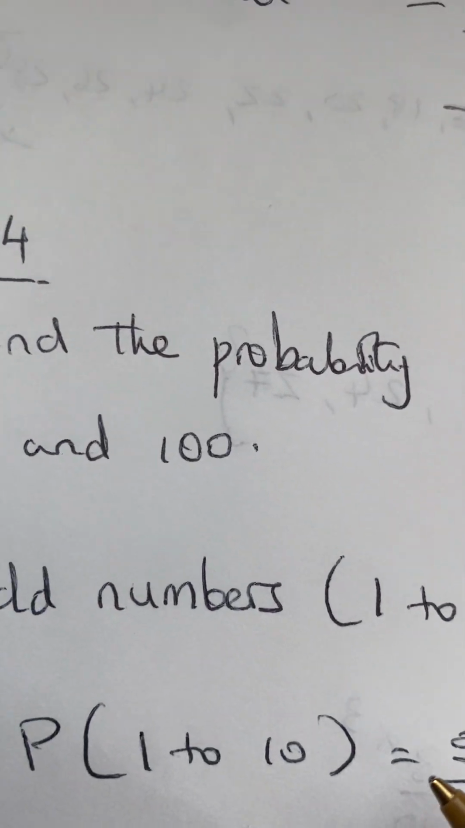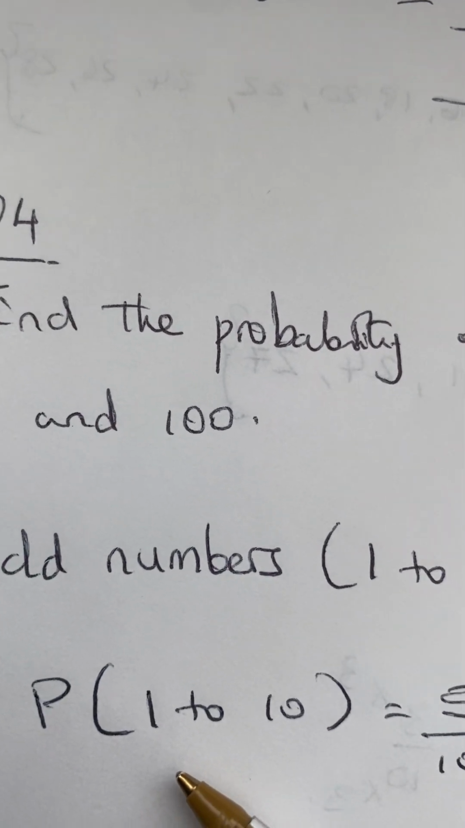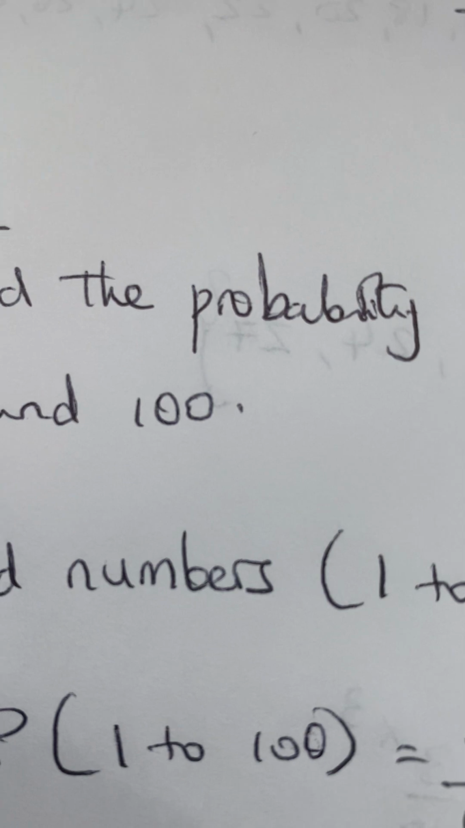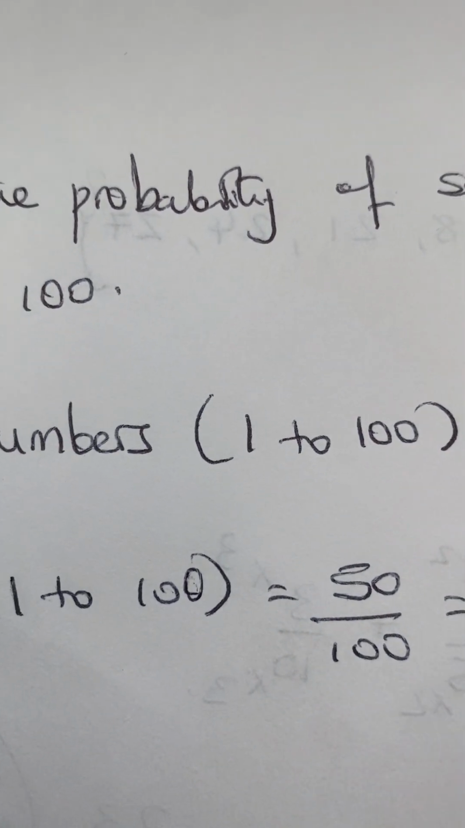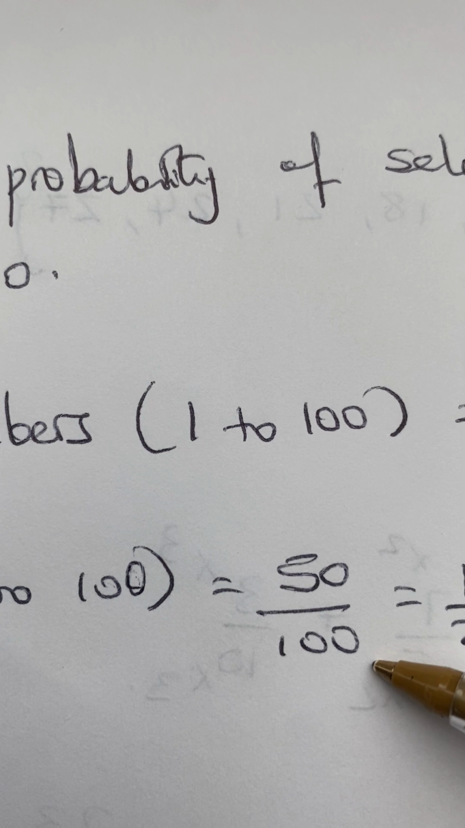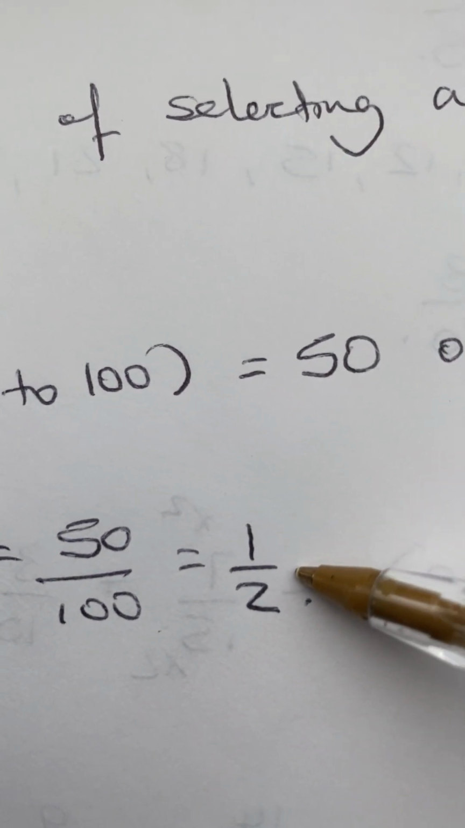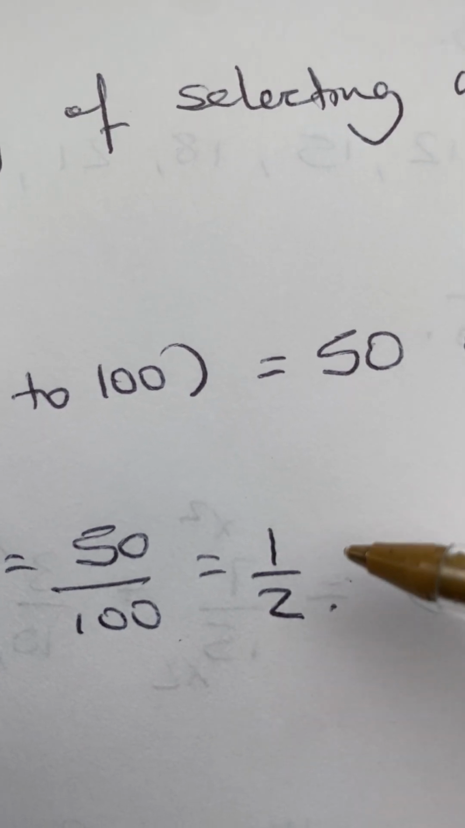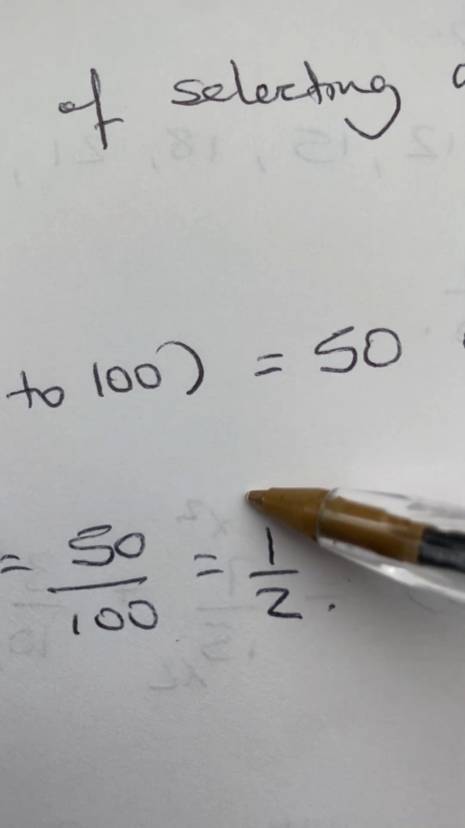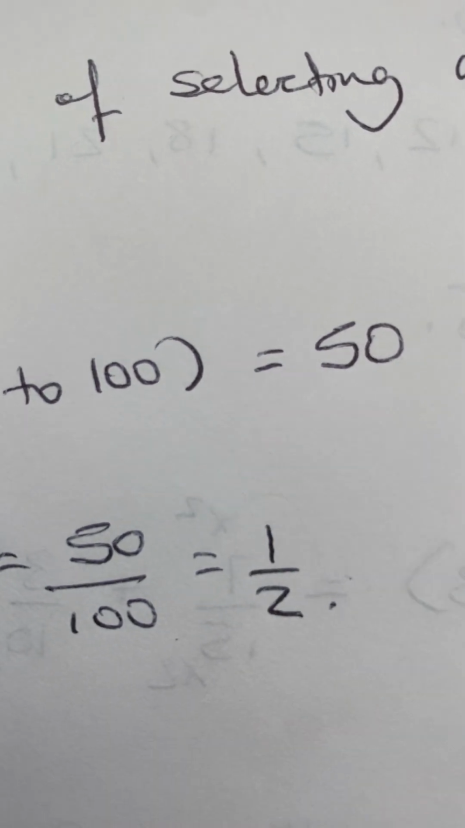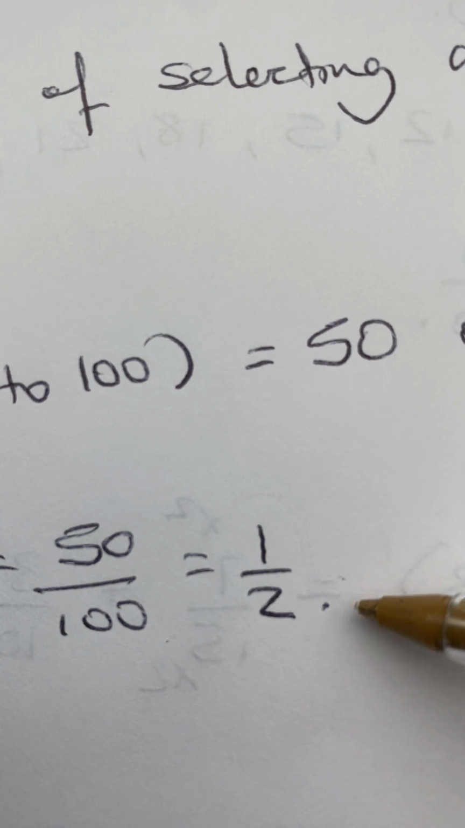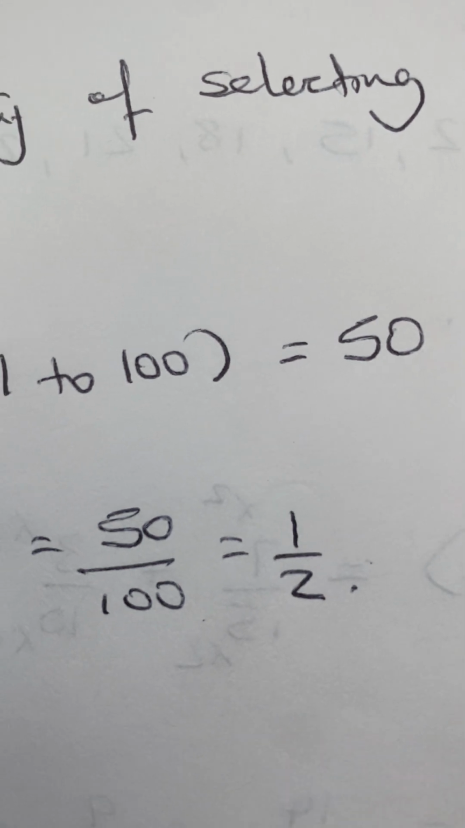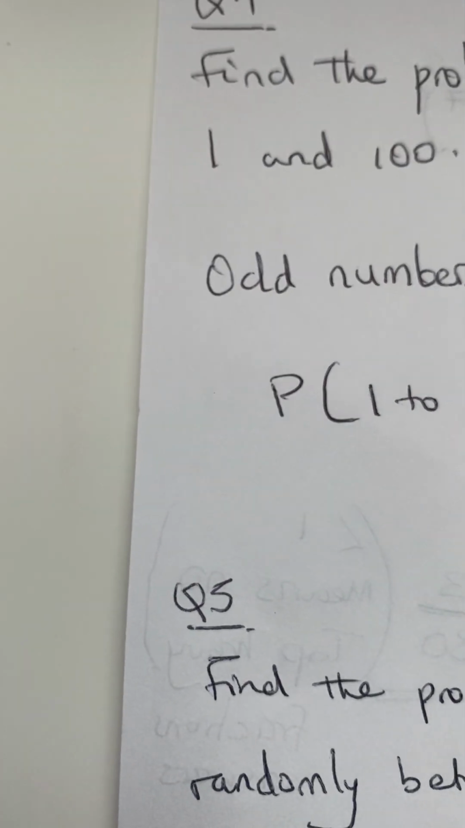So now the probability of selecting a number between 1 and 100 that is odd will be 50 out of 100, which is half. This is also not a top heavy fraction, and it's less than 1. So this is a clue that we are having the right answer, but you can check as well.